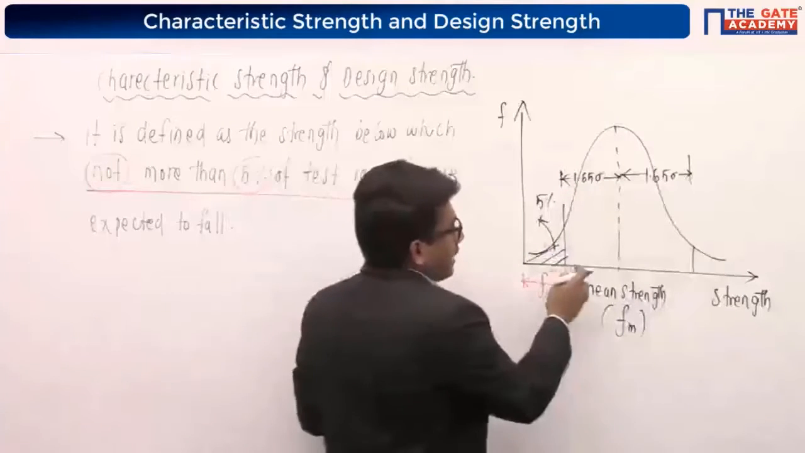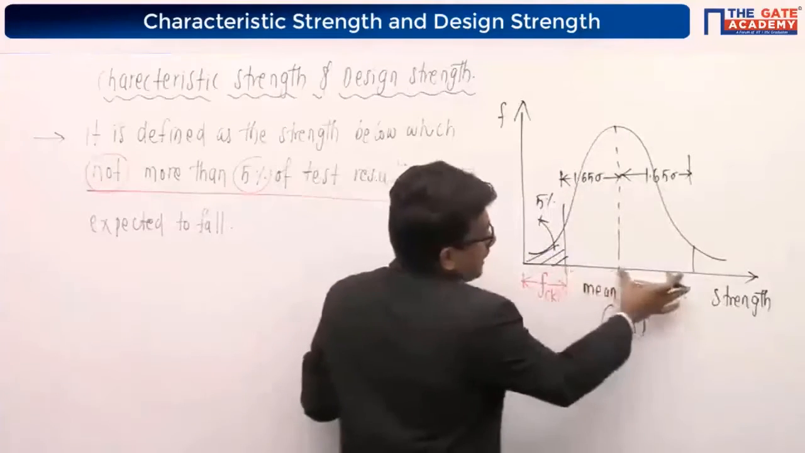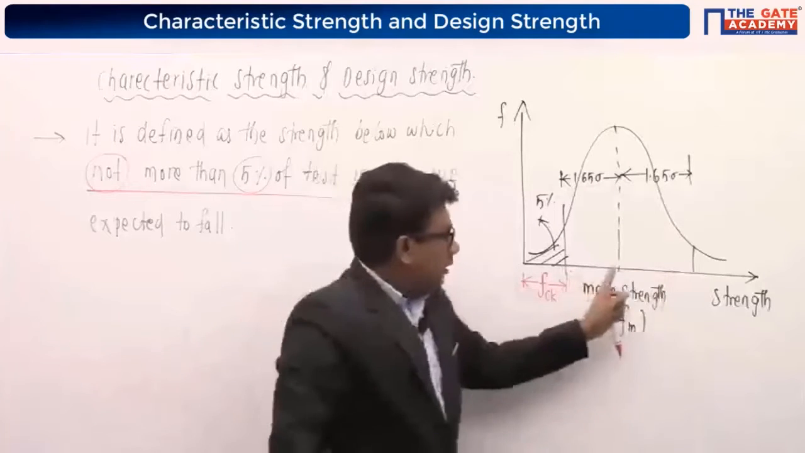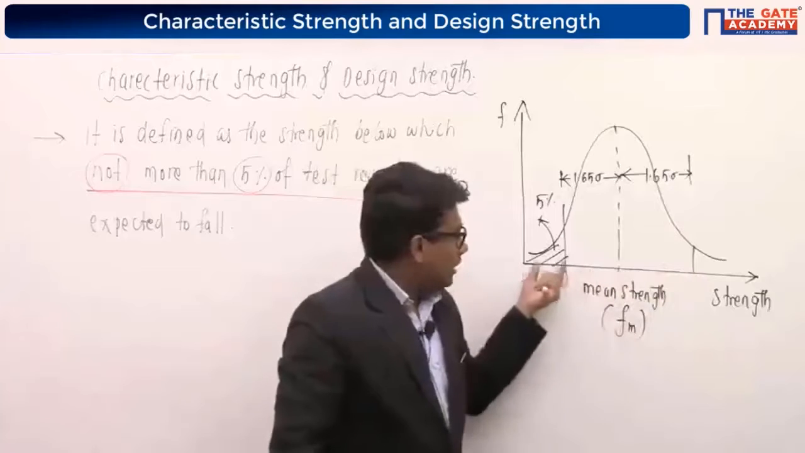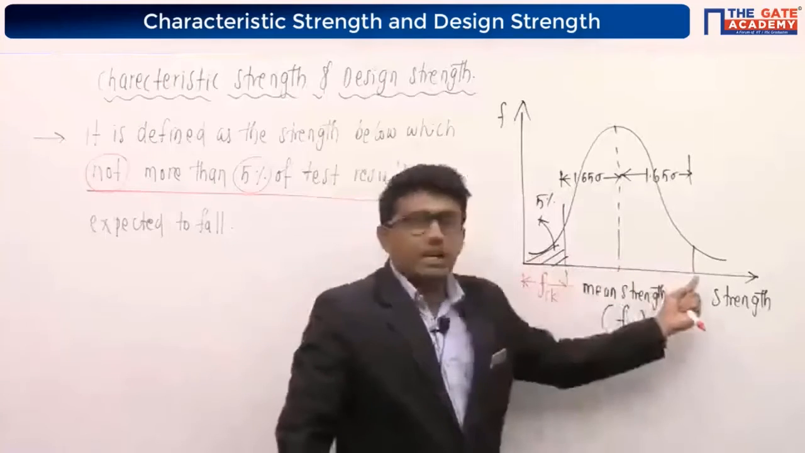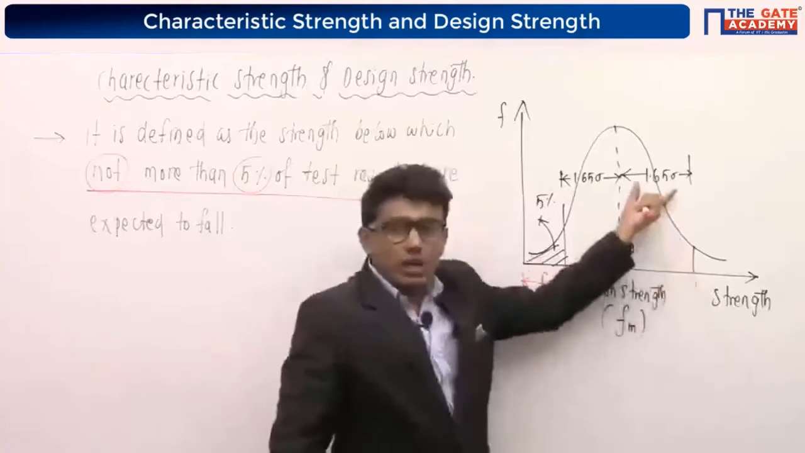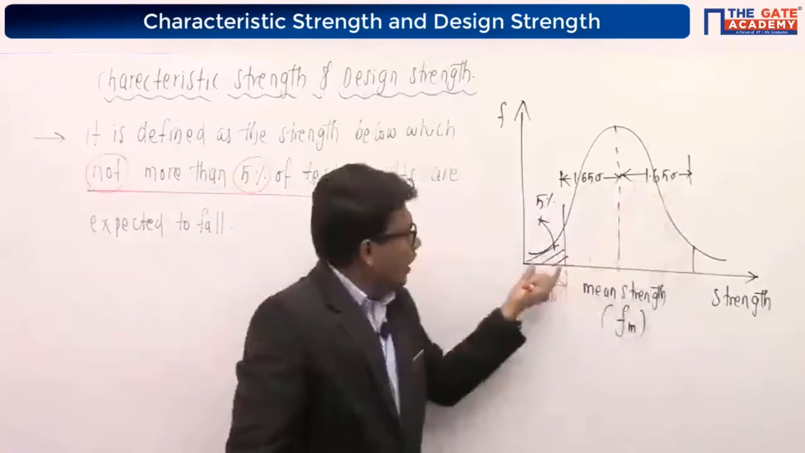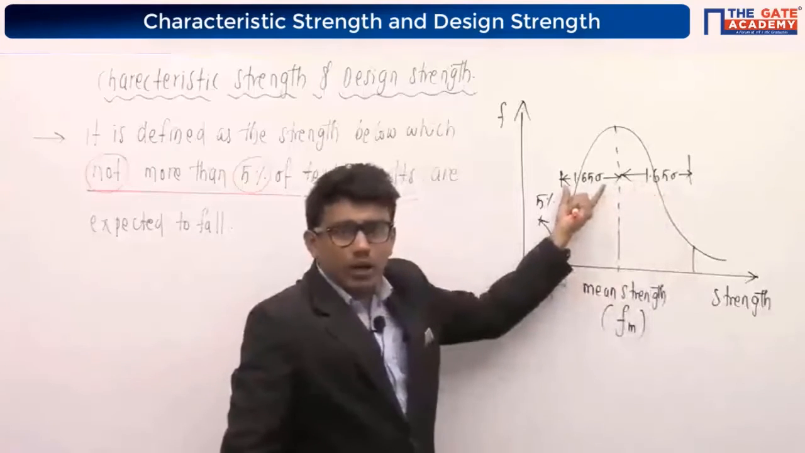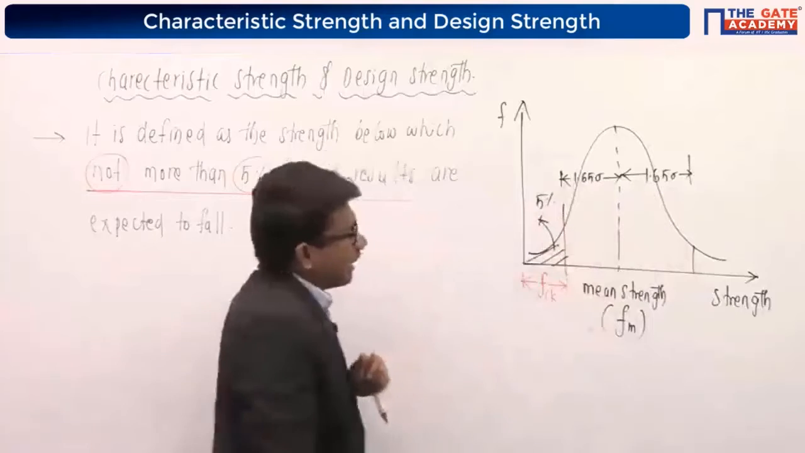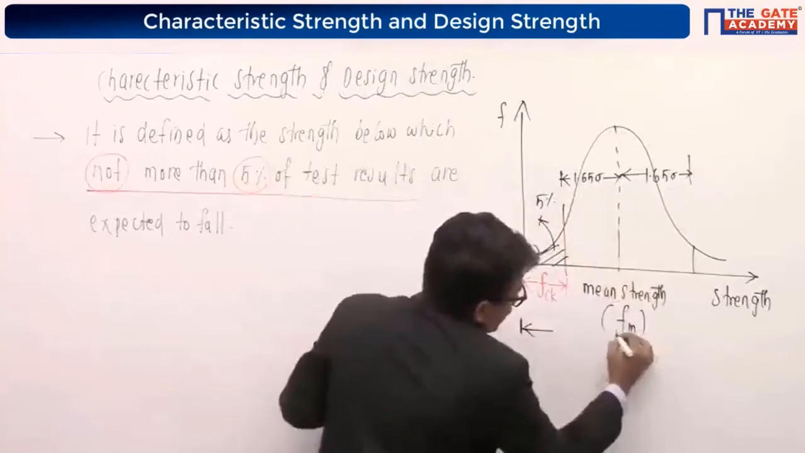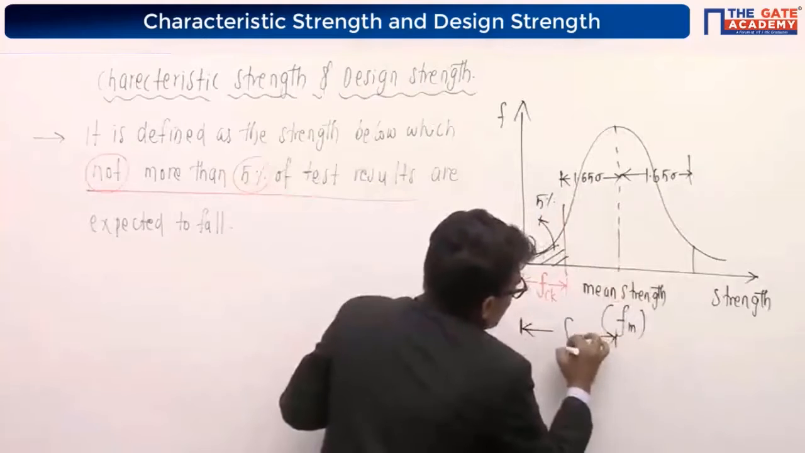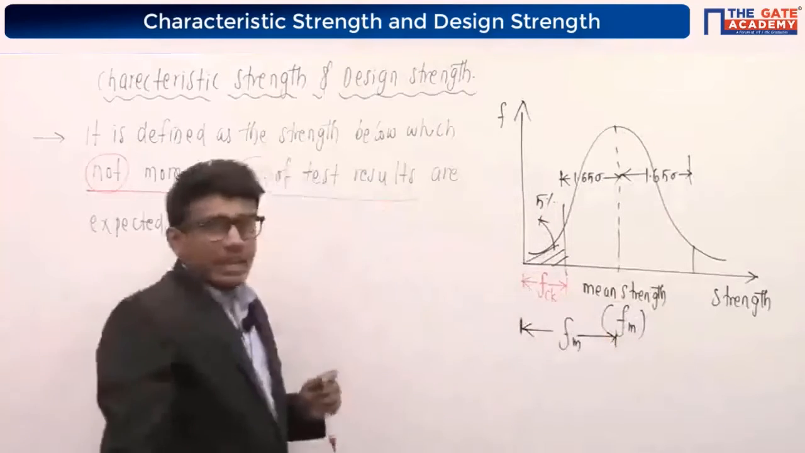Why? Because this point is at an equal distance. These two distances are equal. This is 45 and this is also 45. So this is 5% and the total will be 95%. For 95% this value was 1.65 sigma, and for 5% also it will be 1.65 sigma. Now, from here to the center is fm, that is the mean strength.